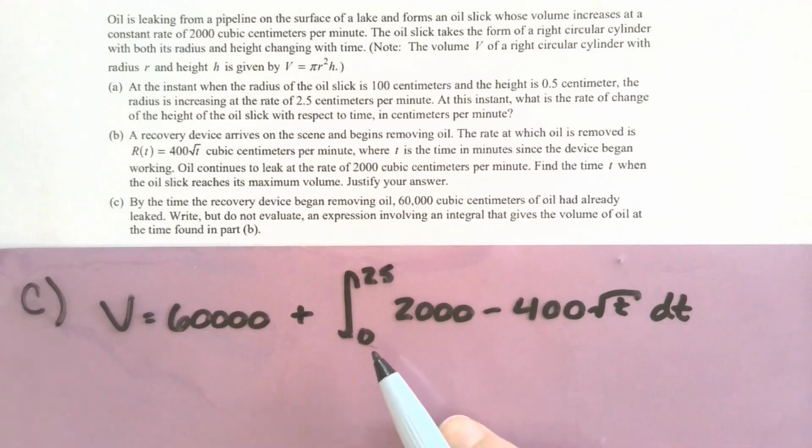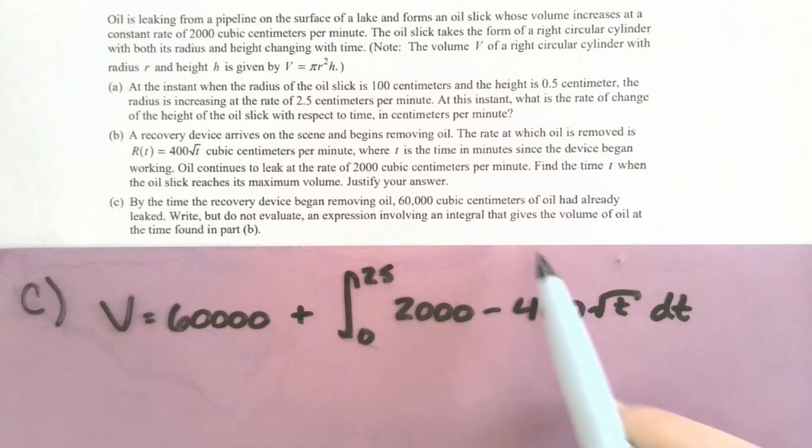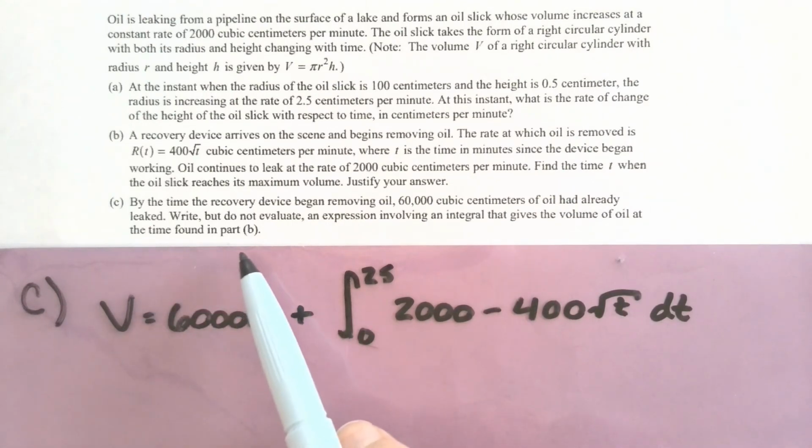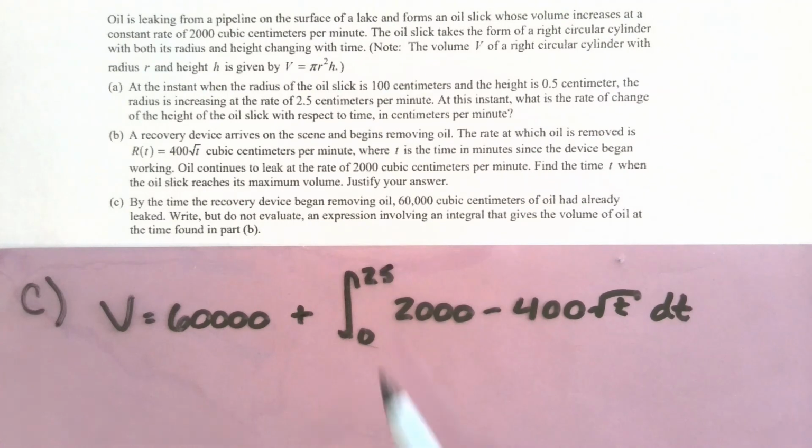We're only integrating from 0 to 25 because it was asking for the volume at the time that we found in part B, so that max volume time. So just from 0 to 25, and then we want to make sure that we add that 60,000 to it. That happened before we started sucking the oil up, started removing it.